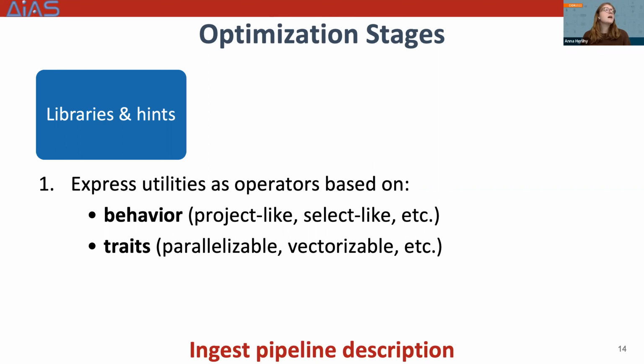These hints, or testimonials, contain two components for now. One is classifying operators based on a relational-like behavior. So for example, if you have a project-like operator, then you can say that it is a transformation function that is essentially stateless. And then you also have traits like, for example, this operator is embarrassingly parallel, or this operator cannot be parallelized at all.